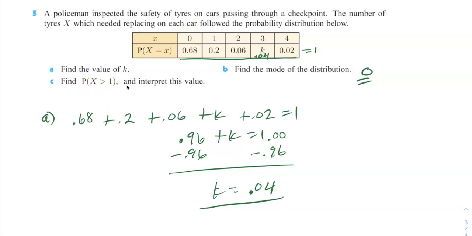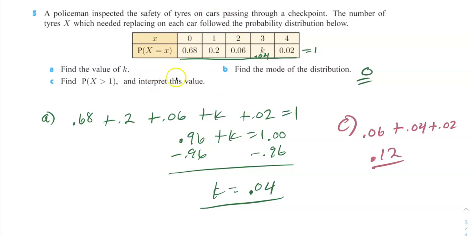So let's do that. So for C, I want to find the probability that X is greater than 1. So here's 0 and 1. Again, notice it's X, right? So X is the top here. I want greater than 1. So I only want these values here. So that's 0.06 plus 0.04 plus 0.02. If I add all that up, I get 0.12. So about 12%. So interpret this value.